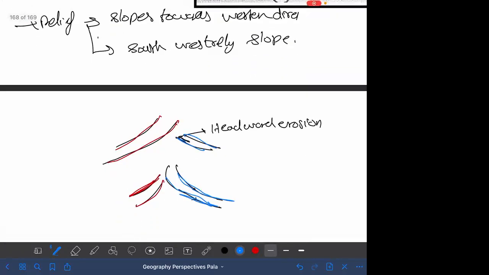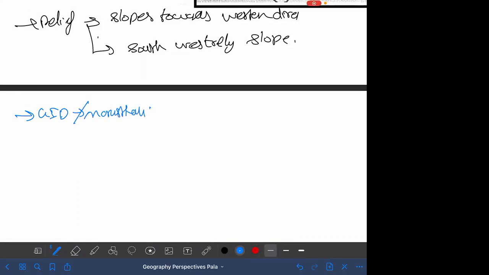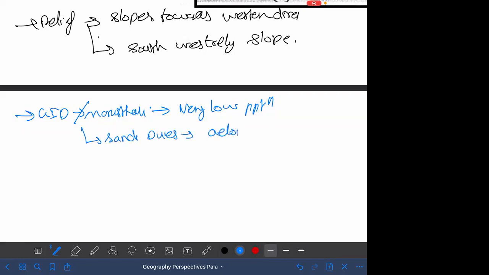So again, we can point out other features of the Thar platform, that is the Great Indian Desert and the Marustali. Marustali represents the Thar platform where very low precipitation is received. Another feature can be the presence of sand dunes as part of the Aeolian process.